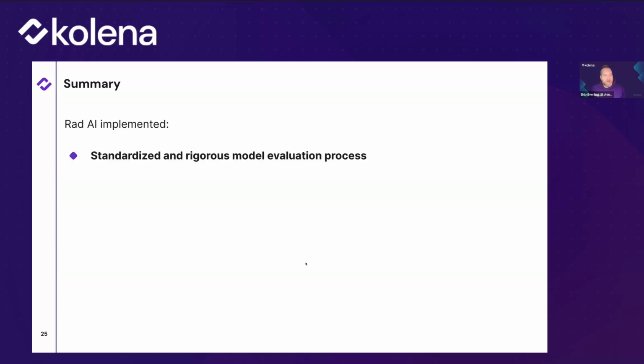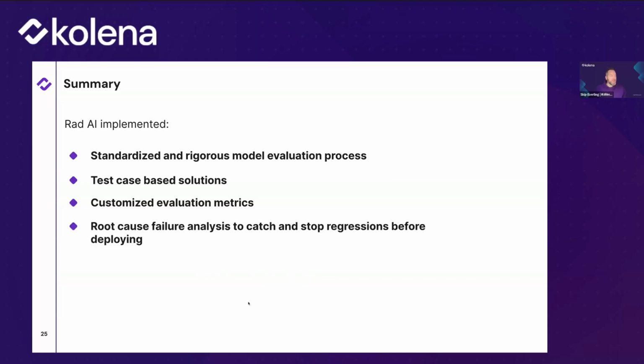So what Rad AI implemented using Kolena as this testing tool, this AI end-to-end quality tool, is a standardized and rigorous model evaluation process. We talked about that. Test case-based solutions, so getting granular about what you're testing. Evaluation metrics, you just mentioned this, Anjali. It's very important to choose the right metrics and to create new metrics where appropriate that match what you're trying to achieve. And then being able to analyze the root cause failures and catch regressions from deploying, so that you're always maintaining a consistent level of performance.